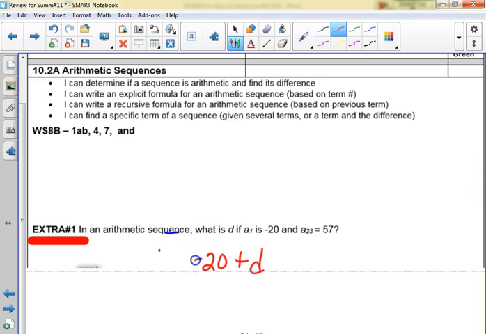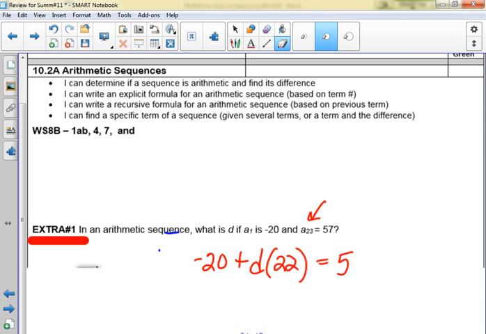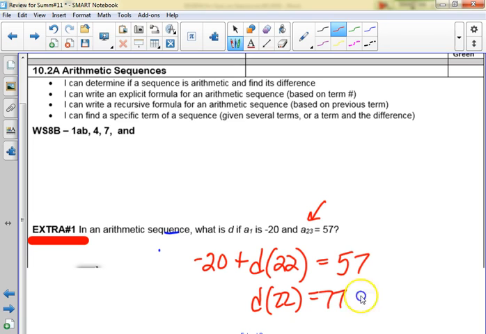-20 plus some difference, how many times to get to the 23rd term? 22 differences would give me 57. So 57 plus 20 would be 77. Divided by 22 would be 7/11. 7 halves. Just kidding. Don't ask me to do mental math today, apparently.